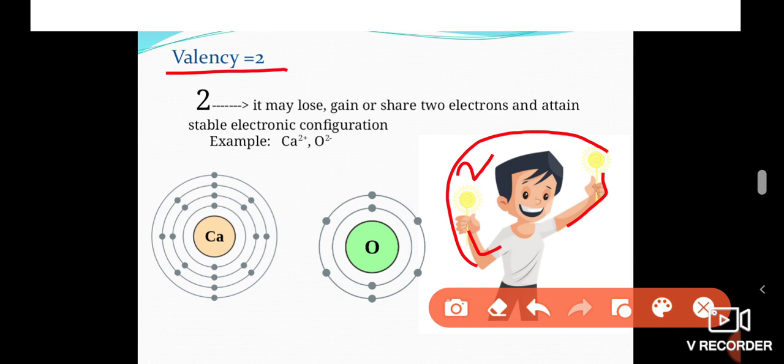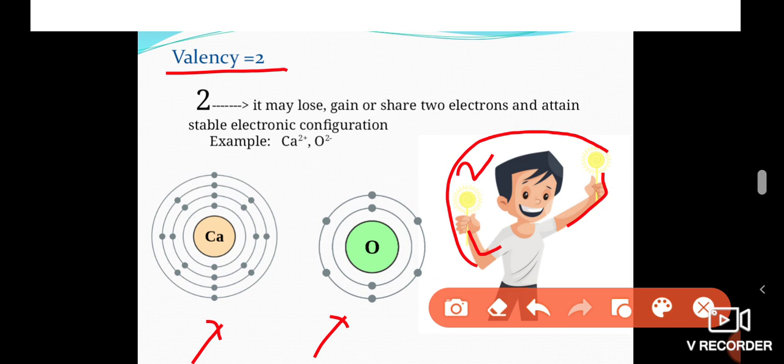So valency is 2 means that combining power is 2. So it may lose or gain 2 electrons or share 2 electrons to attain the stable electronic configuration. Here, the example is calcium and oxygen.